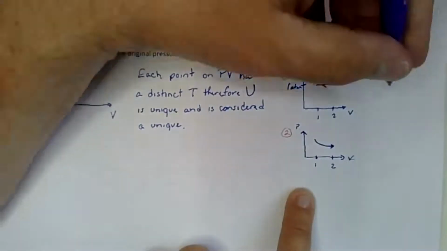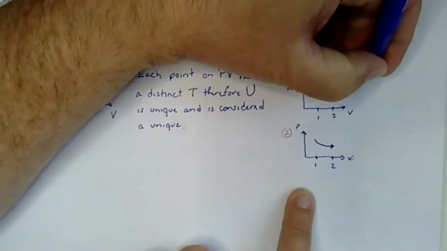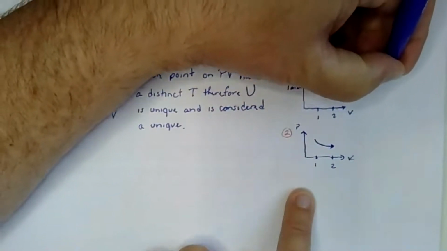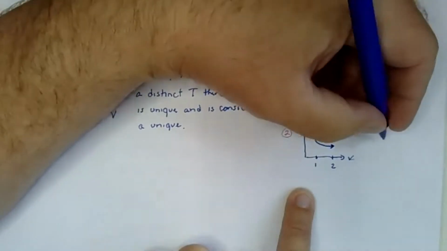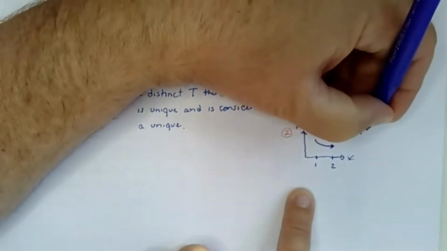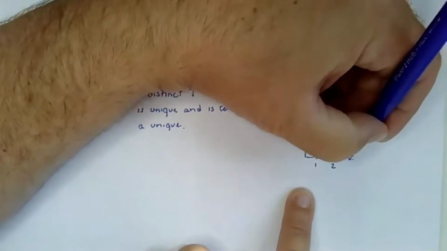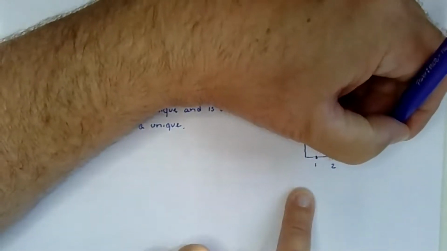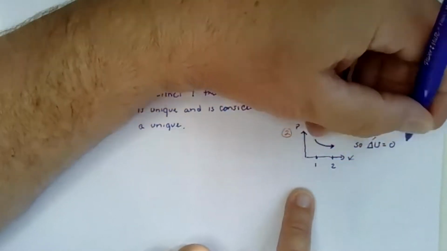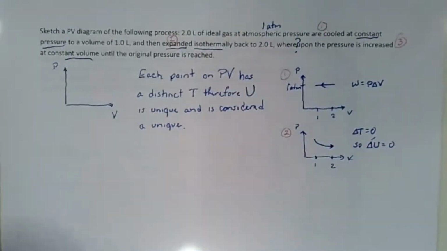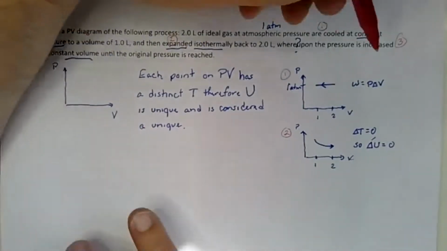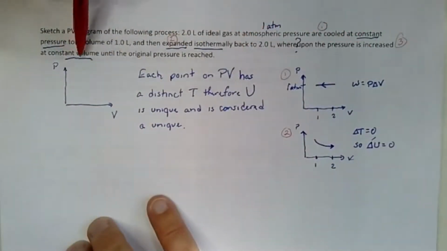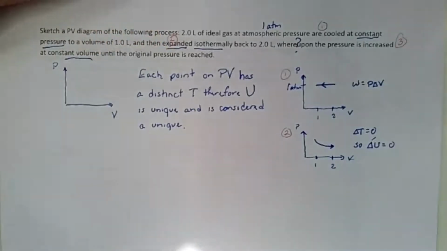Now let's just remember, constant pressure means that work done equals pressure times change in volume. And here with an isotherm, delta T equals 0. So that requires that the change in internal energy is equal to 0 during that process. Okay, good. And then 3, the pressure is increased at constant volume until the original pressure is reached.